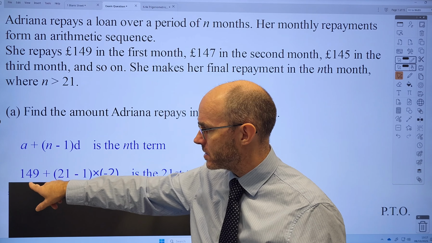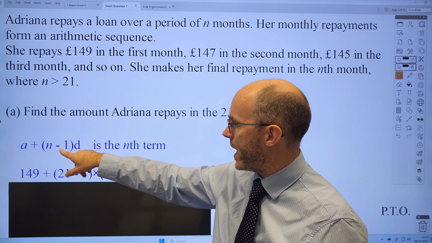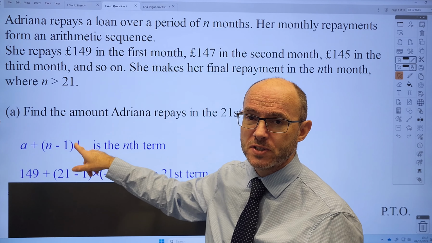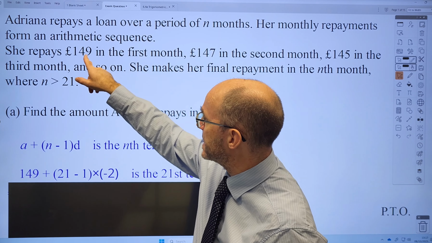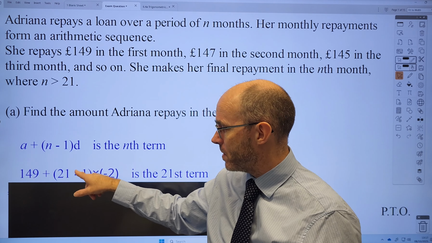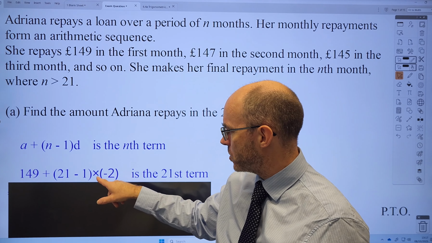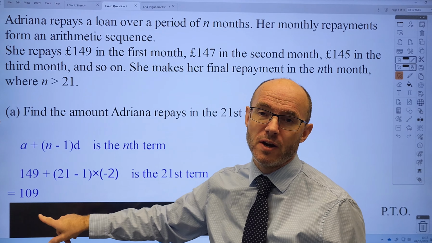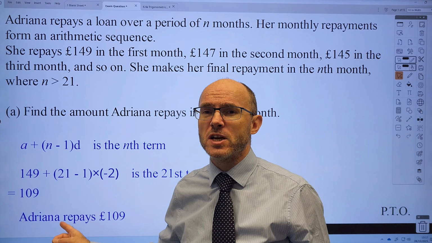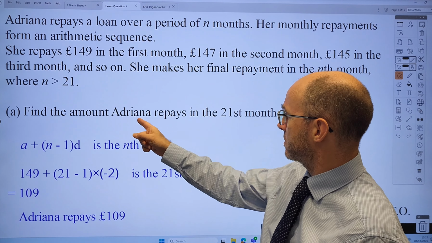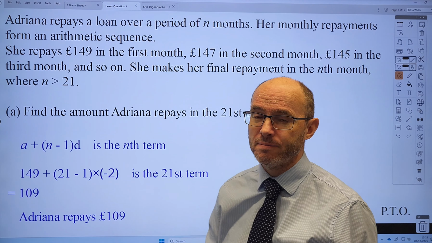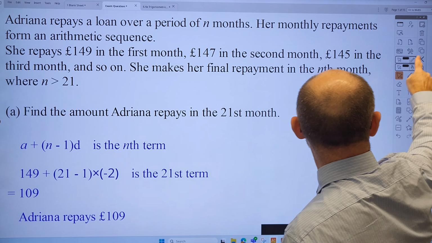So you've got a is 149, the first term. You've got n is the 21st month, number 21. And you've got d, the common difference, is -2. Don't forget negative because it's decreasing each time. So 149 plus (21 minus 1, which is 20) times -2, and that gives you 109. Bear in mind the context of the question: how much does she repay in the 21st month? £109. So that's the first bit.